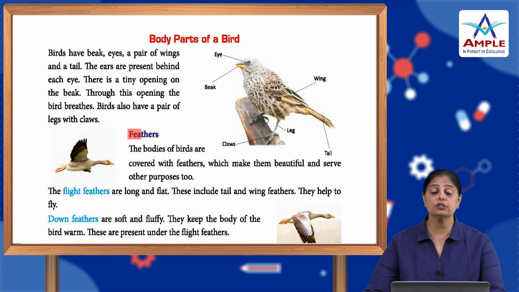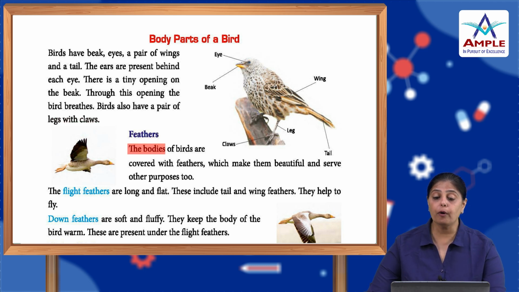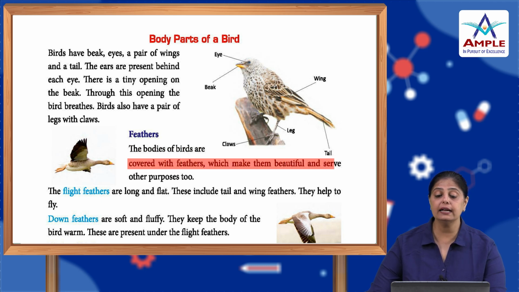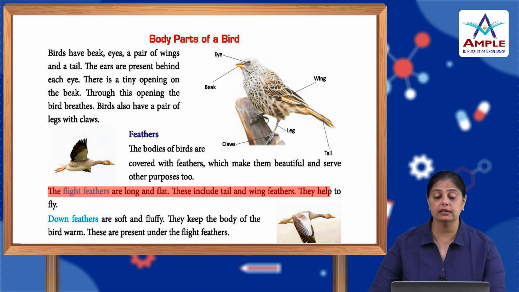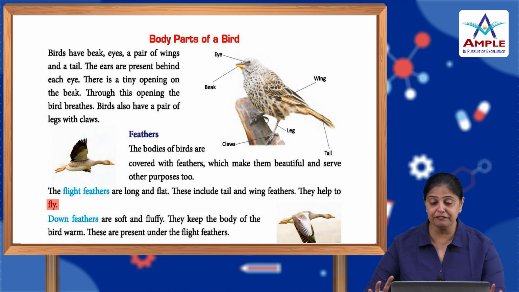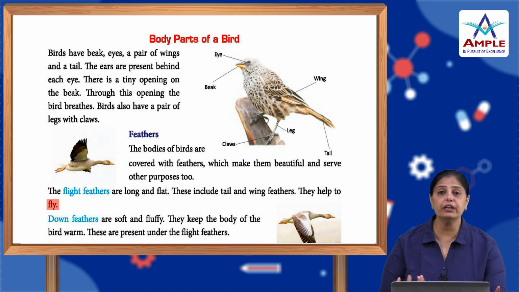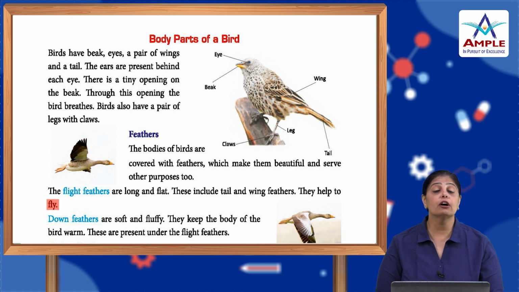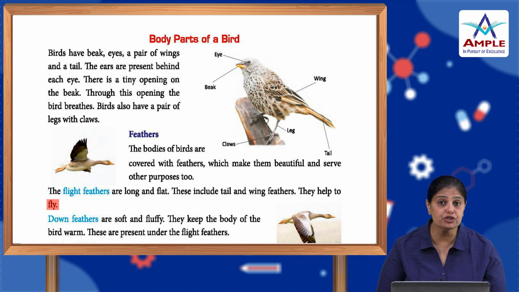Alright. Now let's talk about the feathers. The bodies of birds are covered with feathers which make them beautiful and serve other purposes too. The flight feathers are long and flat. These include tail and wing feathers. They help to fly. So the entire body of the birds is covered by feathers. Now these feathers are very beautiful, and they serve other purposes too. Now what are these other purposes? If you think about it, they also protect the birds from harsh weather conditions.